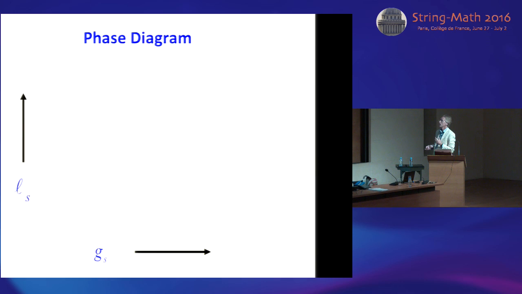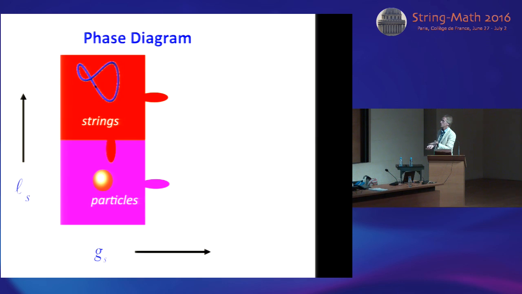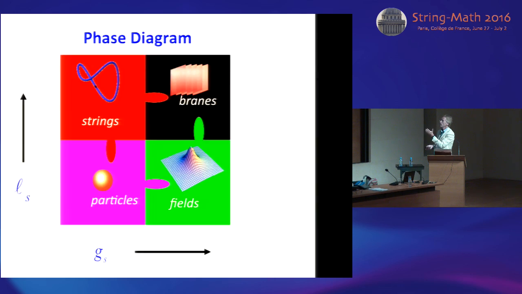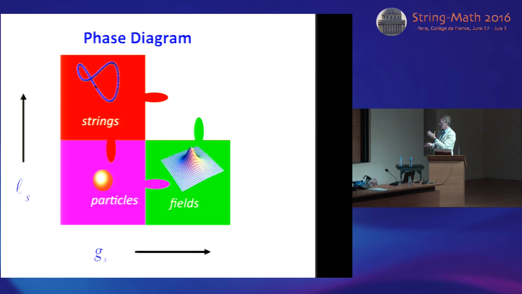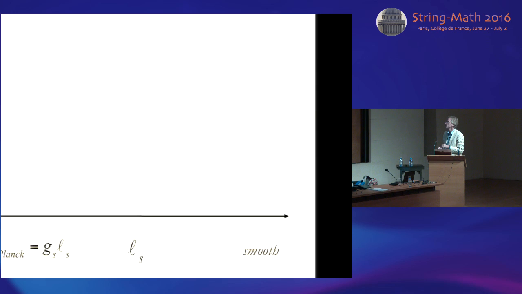One way to think about it is that there are various phases. If both are small, we're talking about particles. If we put the string length parameter up, we generalize from particles to strings. If we put the coupling constant large, we go from particles to fields. And if you have both, you get into this much more complicated regime that we vaguely describe as brane theory, but it's much more open.